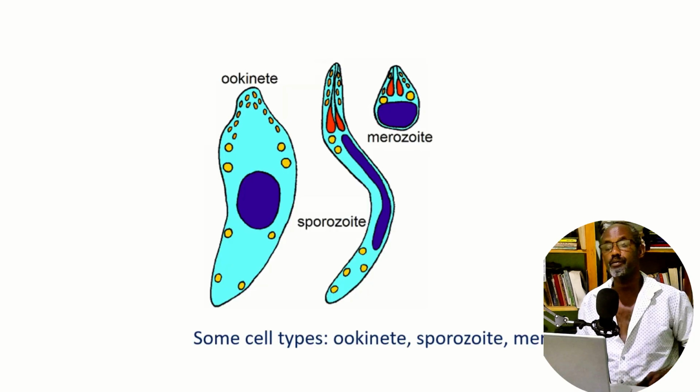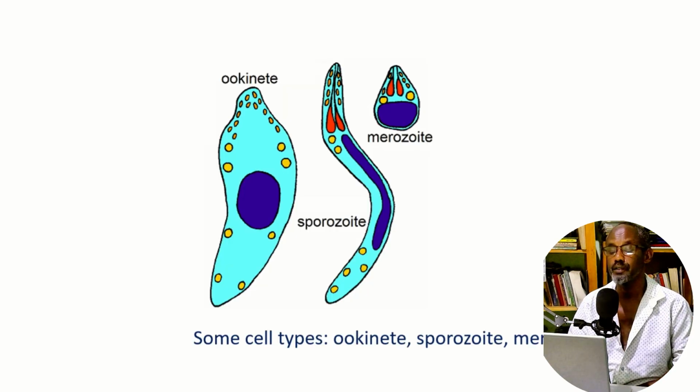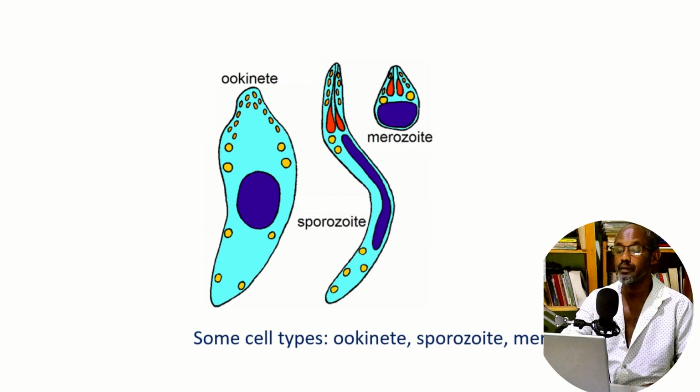These are cellular forms. Different forms of cells at different stages in their life cycle. You see? Ookinete, sporozoite, merozoite, these are common in these different species of sporozoans.